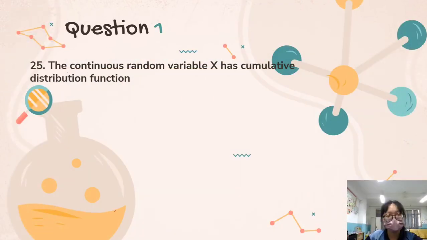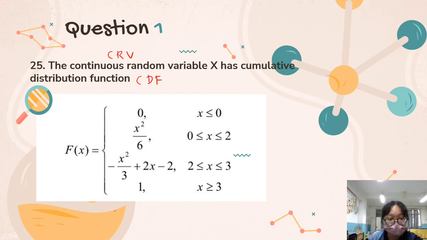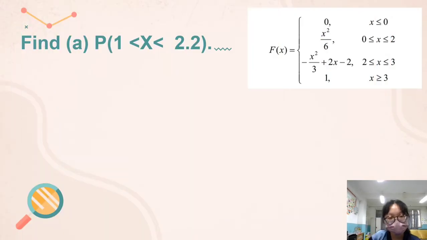Let's look at question 1. The continuous random variable X, which is CRV, has cumulative distribution function CDF, which means that this CDF is big F. So this is the question. Now look at question A. We have to find P(1 < X < 2.2).